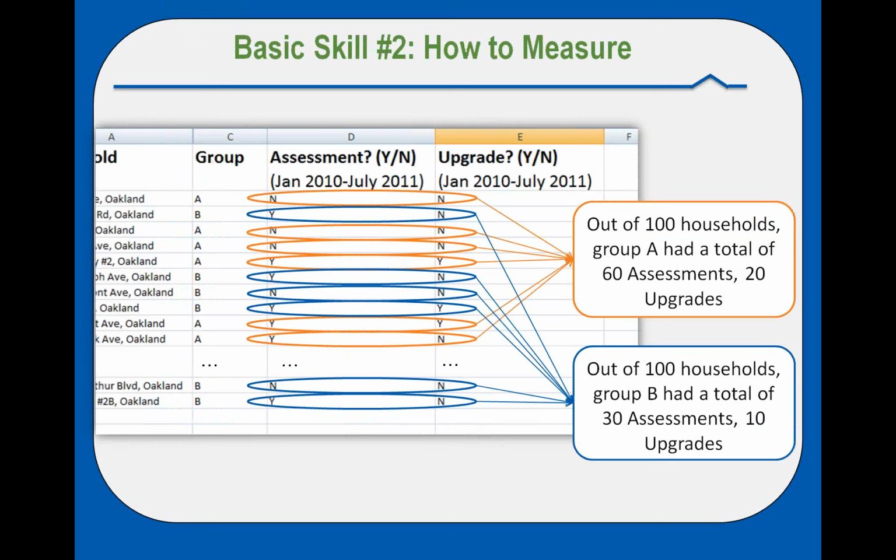Okay, so next, basic skill number 2 is how to measure the outcome. So what you want to do is just write down for each household whether or not that household got an assessment and whether or not they got an upgrade. Then you can just total all of the numbers, and so you end up with something like in group A, out of 100 households, 60 got assessments and 20 got upgrades. And in group B, 30 got assessments and 10 got upgrades.